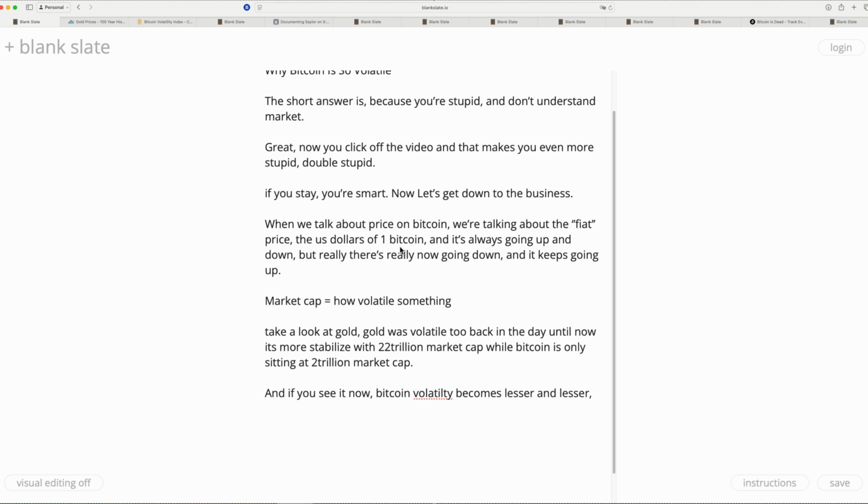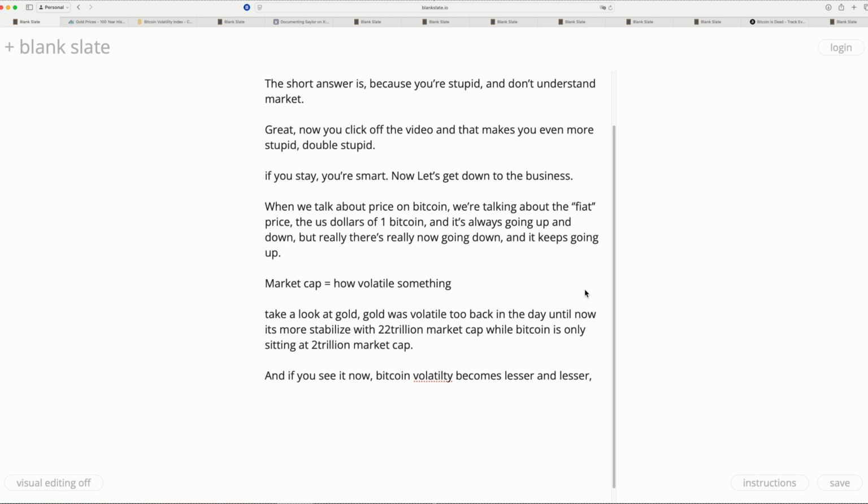When we talk about the price of Bitcoin, we're really talking about the fiat price, the US dollars of one Bitcoin, and it's always going up and down in the short term, but really there's no going down, and it keeps only going up because Bitcoin has no top, because fiat has no bottom.